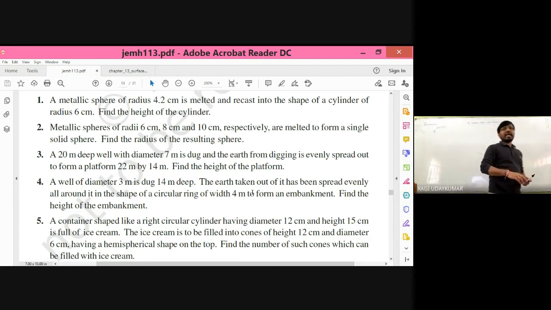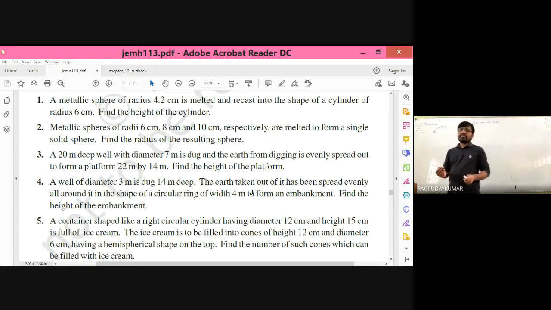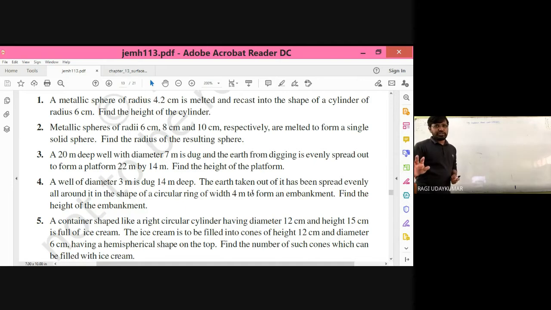A well of diameter 3 meters is dug 14 meters. Same, it is dug. Same as in the previous problem. The earth taken out of it has been spread evenly all around it in the shape of a circular ring of width 4 meters to form an embankment. Find the height of the embankment. That is nothing but normally you see here. So read the question once again because I need to stop the sharing so that the board is visible clearly.